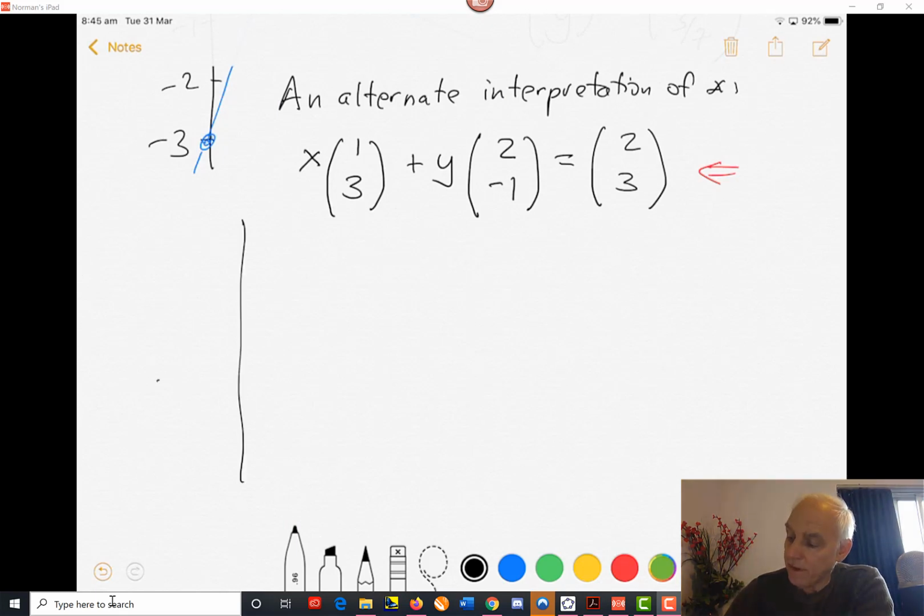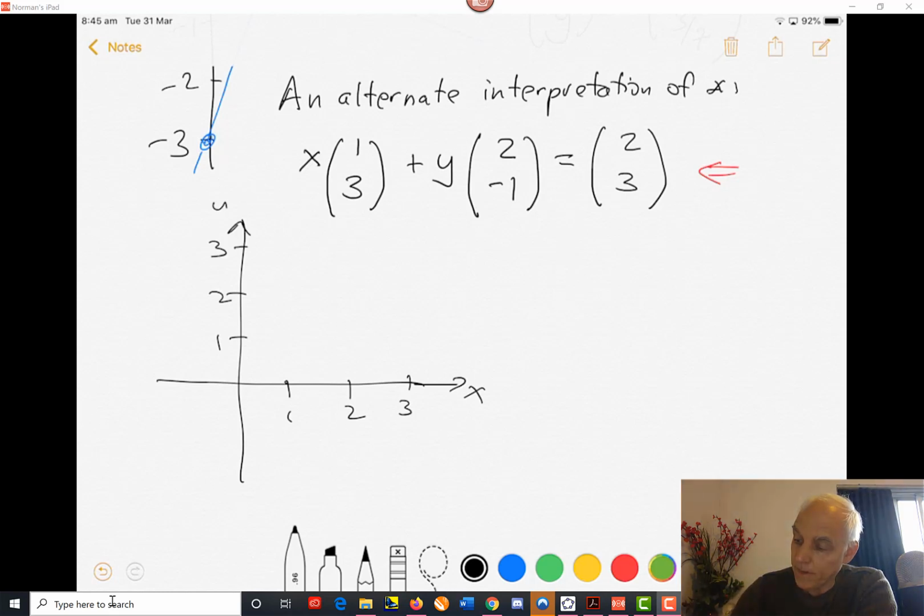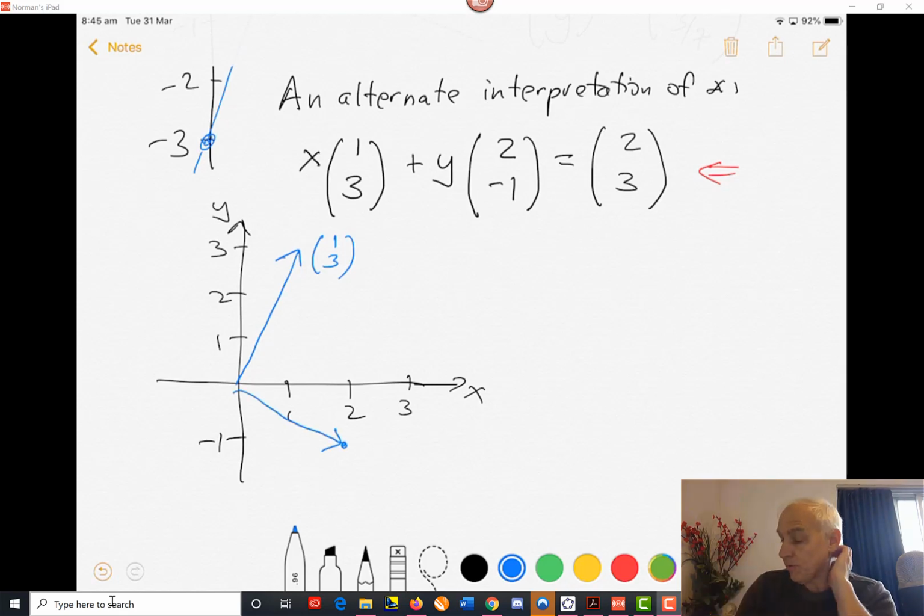Because we can graph these vectors in the familiar plane: 1, 2, 3, that's x; 1, 2, 3, that's y. Then the first vector is (1, 3). That'll be that one right there. Okay, that's the vector (1, 3). And the vector (2, -1): put a minus 1 down there. So then the vector (2, -1) is going down to here. It's that one there. And what about the vector (2, 3)? That will be this one here. Okay, that's the vector (2, 3).